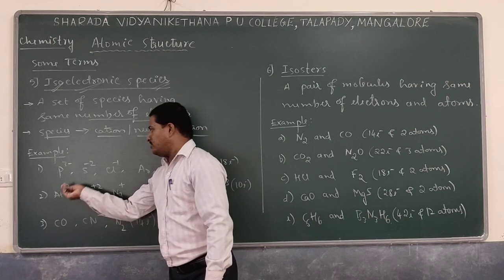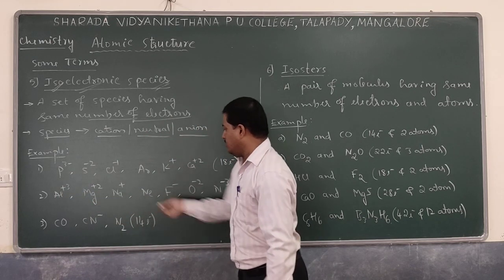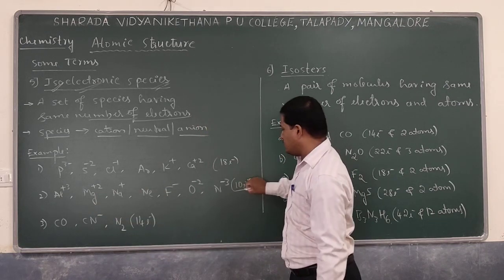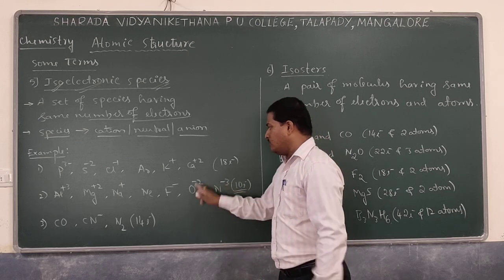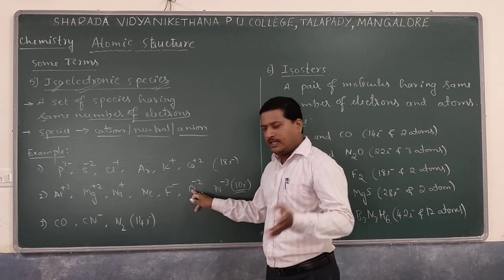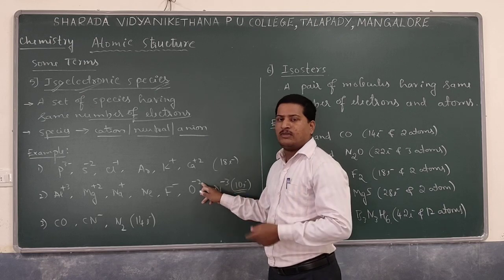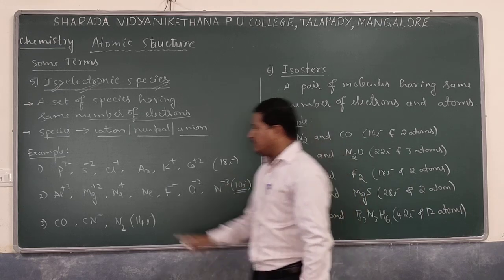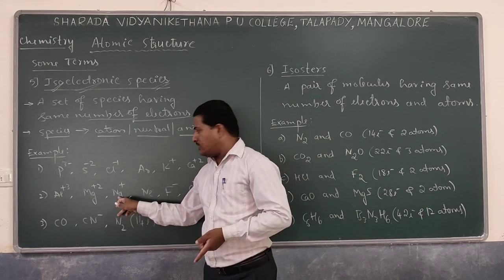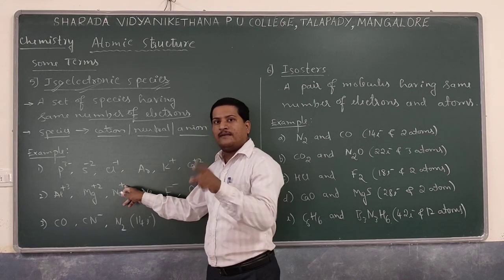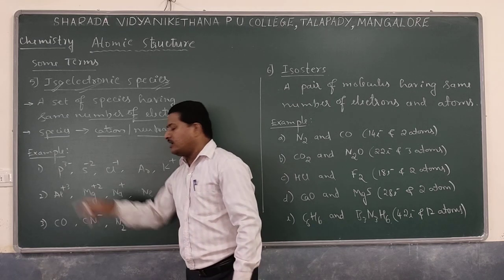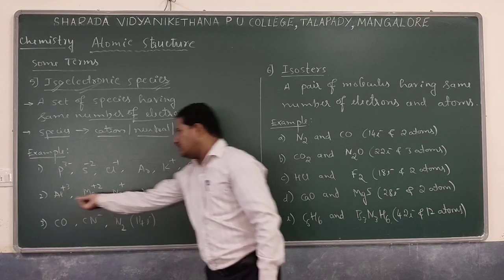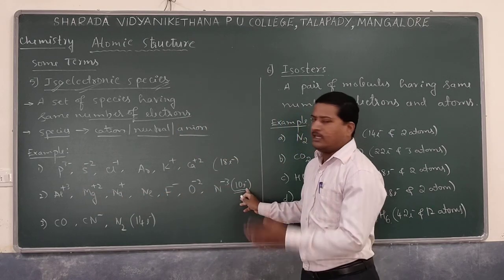Next, aluminium ion, magnesium ion, sodium ion, neon, fluoride ion, oxide ion, and nitride ion. In all these cases also, the total number of electrons present is 10. N3 minus has 10, O minus 2 has 10. The atomic number of oxygen is 8, and minus 2 means adding 2 electrons, so it becomes 10. Similarly, the atomic number of nitrogen is 7 plus 3, which becomes 10. Similarly, sodium's atomic number is 11 and plus means we have to remove an electron, 11 minus 1 is 10. Similarly, for aluminium we find 13 atomic number minus 3 is 10. So this is a set of species having the same number of electrons, an isoelectronic pair.